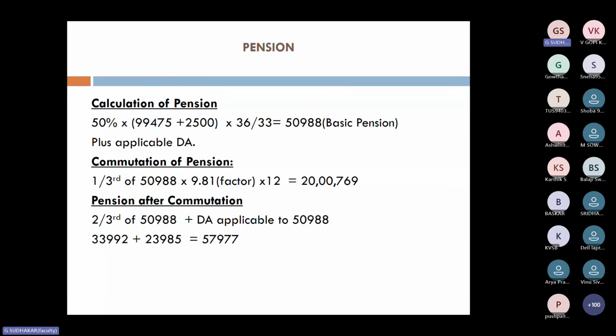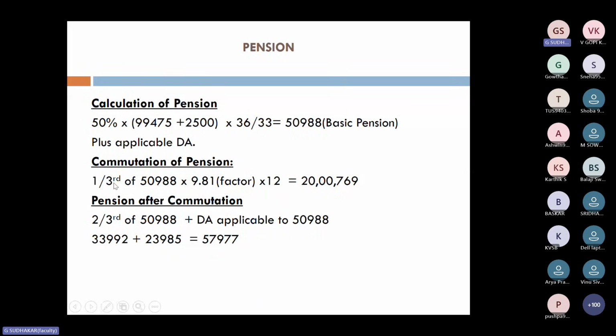Other things are the same. A serving employee will get the DA difference 3 times, not 4 times, each quarter. But retired officials will get only 2 times in a year, normally in January, February and July, August. Like that, they will get the revision in DA.